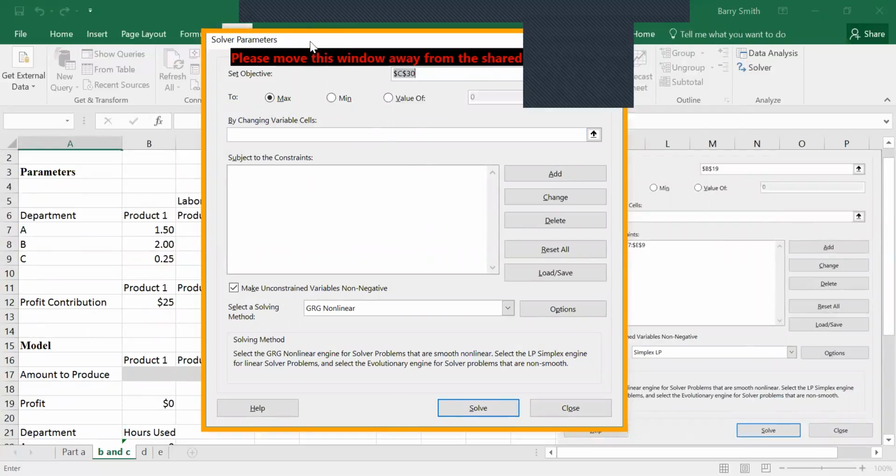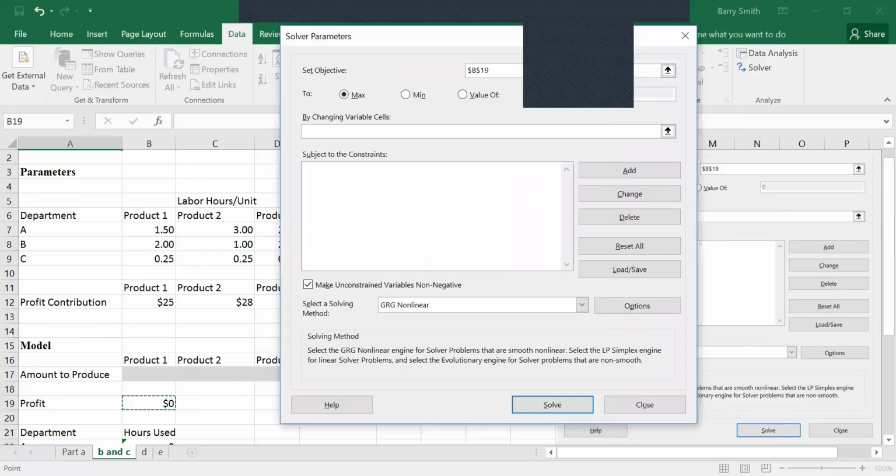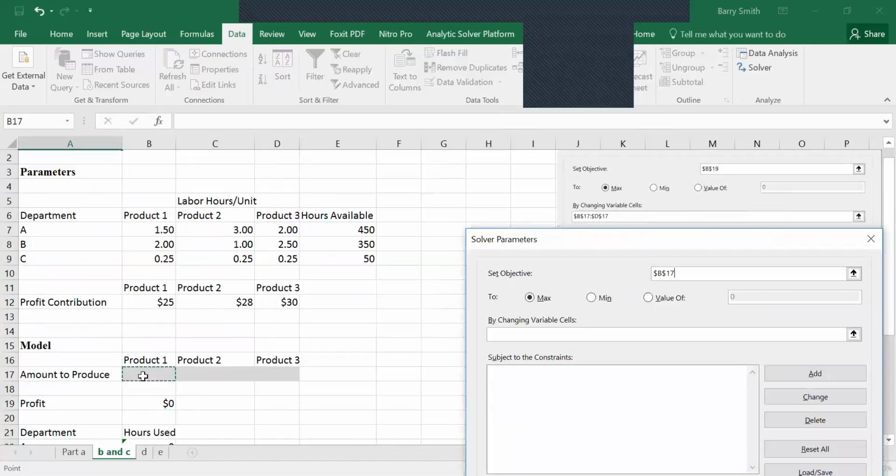B19 is going to be our objective. That's what we want to do. We want to have our profit maximized. And so that's the maximum. And what are we going to change? Well, we're going to change this. That's what it's going to be changing. And it didn't change what I wanted it to do. It wants to change that one.